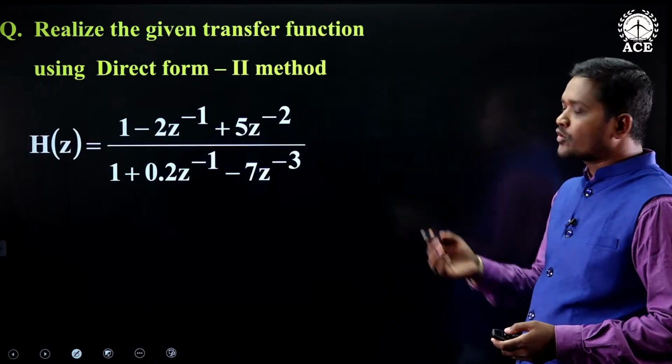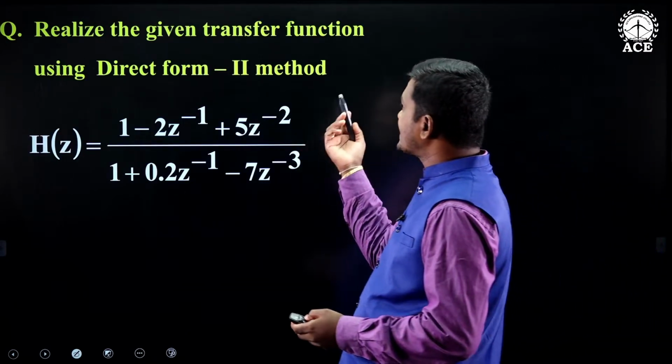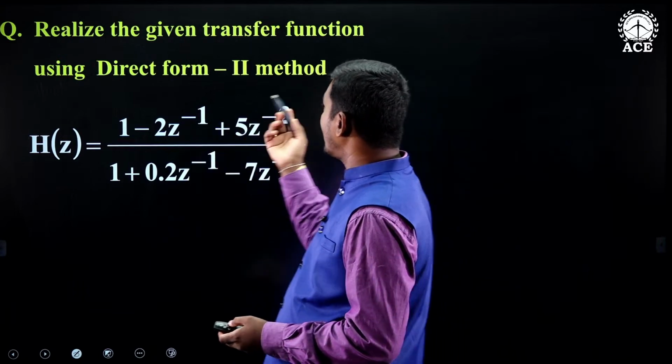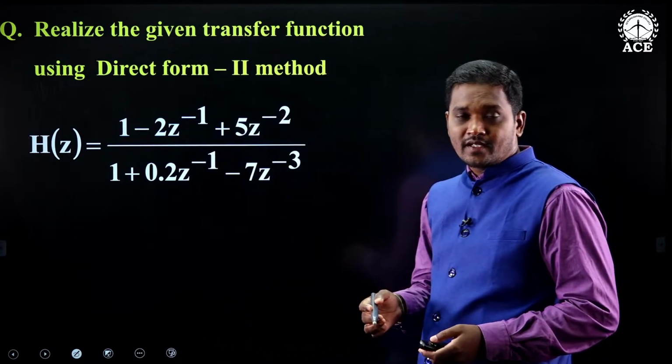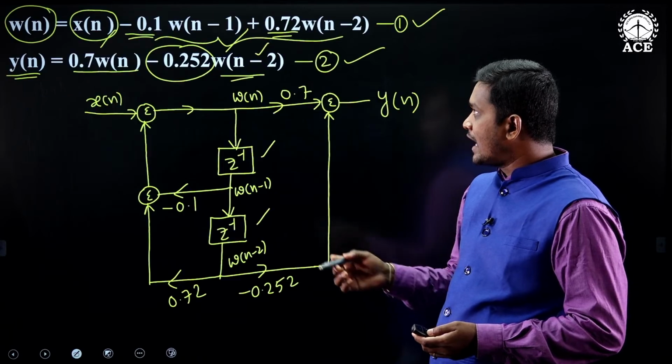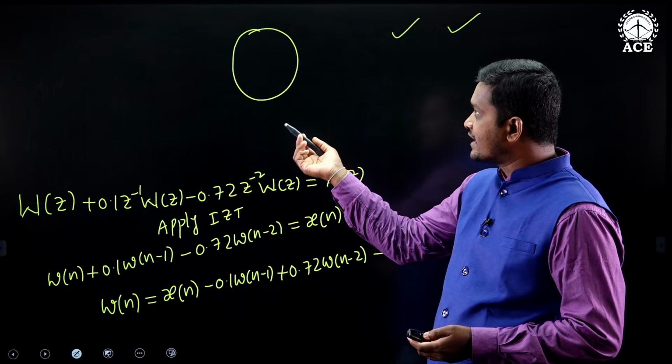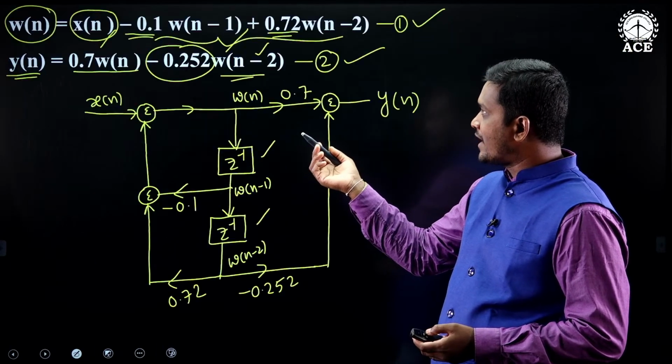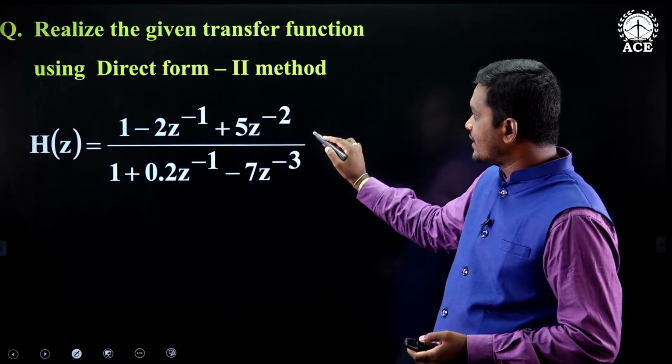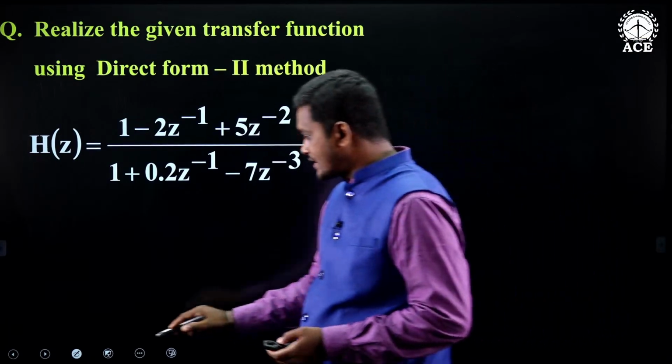Now, second question we'll see now. Realize the given transfer function using direct form 2 method. See, in the previous problem, I have given a difference equation, right? In the first problem I gave the difference equation. Now the second problem is what? Transfer function I have given.